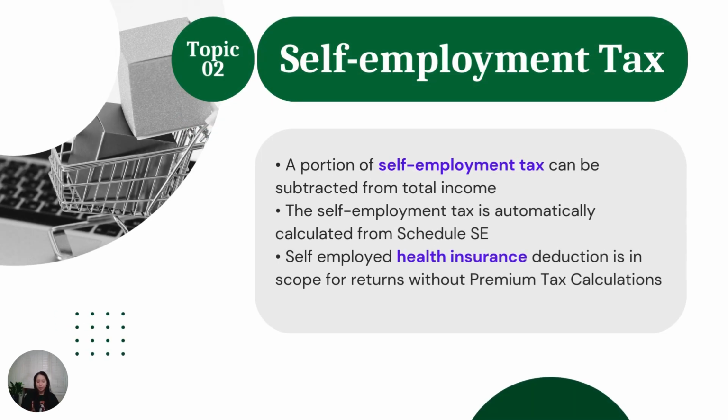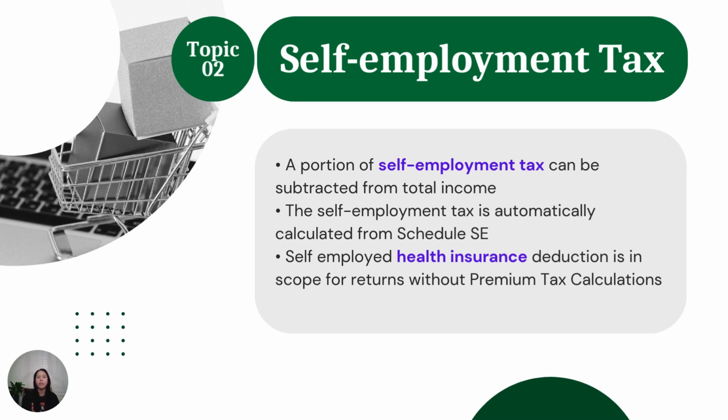So, self-employment tax, how are we handling it? Well, a portion of self-employment tax can be subtracted from the total income. The self-employment tax is usually automatically calculated from the Schedule SE, and this will be done in our TaxSlayer software, or if you use another tax computing software, that'll also work too.